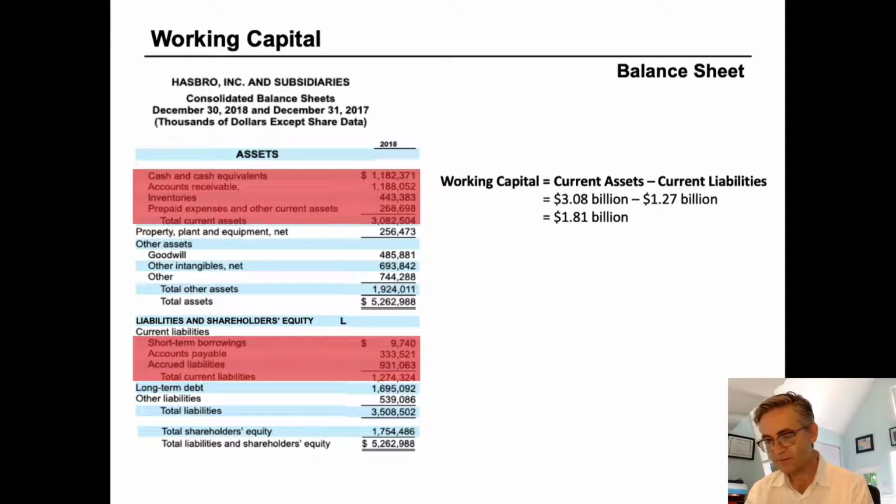And in fact, we like to see it not just a little bit positive, but it's nice to have a bit of a buffer here as well. So Hasbro, with $3.1 billion in assets and $1.27 billion in liabilities, has $1.8 billion in working capital. Based on this, we wouldn't be necessarily concerned about the company's ability to meet its short-term obligations.